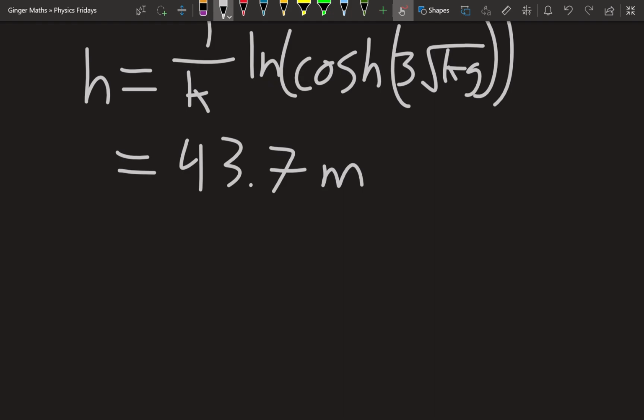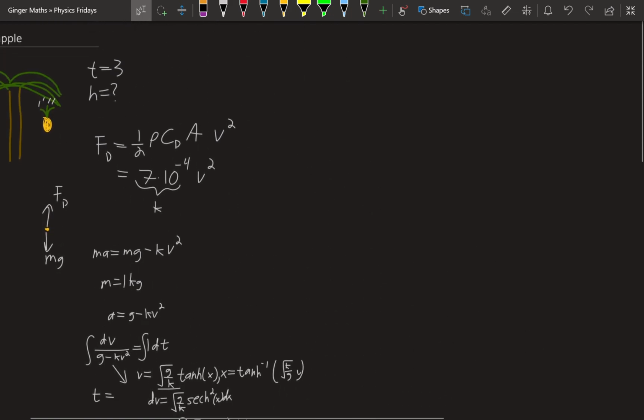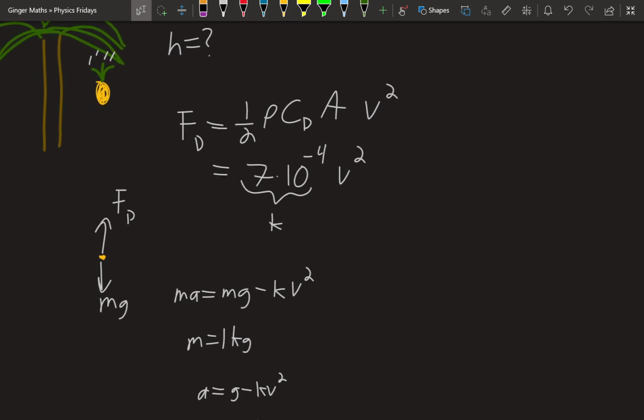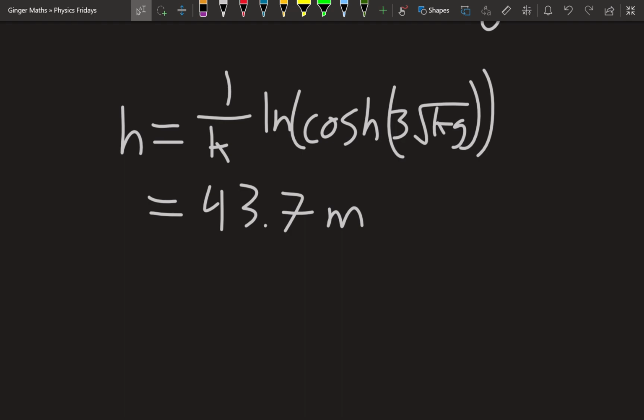So, if a pineapple falls for exactly 3 seconds, and we assume it to be a perfect sphere with Newtonian drag, the height of the tree is about 43.7 meters, which is a rather tall tree. To put this in normal units for all of us in the U.S. to understand, that is about 143.37 feet. So quite tall.